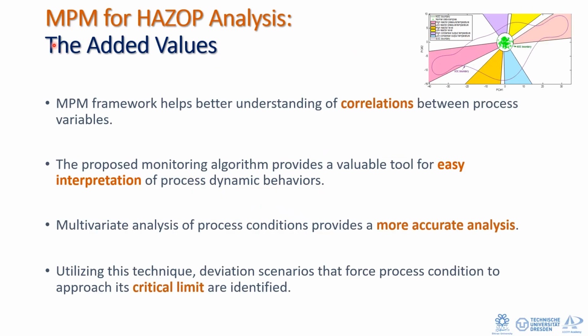Now, I would like to highlight the added values of the MPM method for HAZOP analysis. MPM framework helps better understanding of correlations between process variables. The proposed monitoring algorithm provides a valuable tool for easy interpretation of process dynamic behaviors. Multivariate analysis of process conditions provides a more accurate analysis. Utilizing this technique, deviation scenarios that force process condition to approach its critical limit are identified.